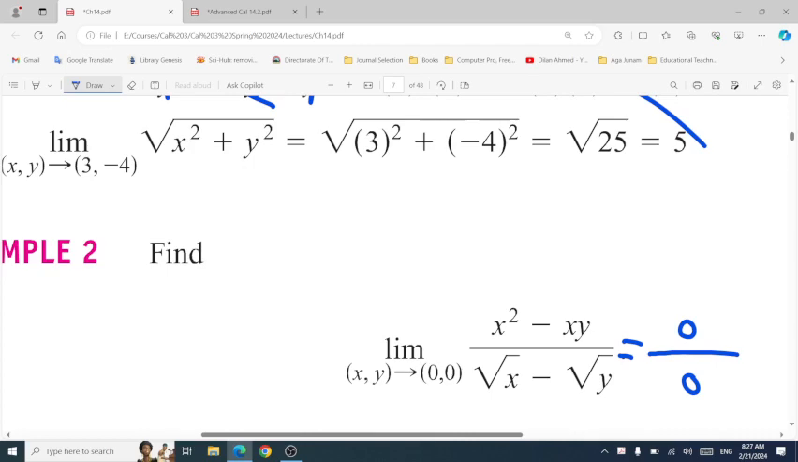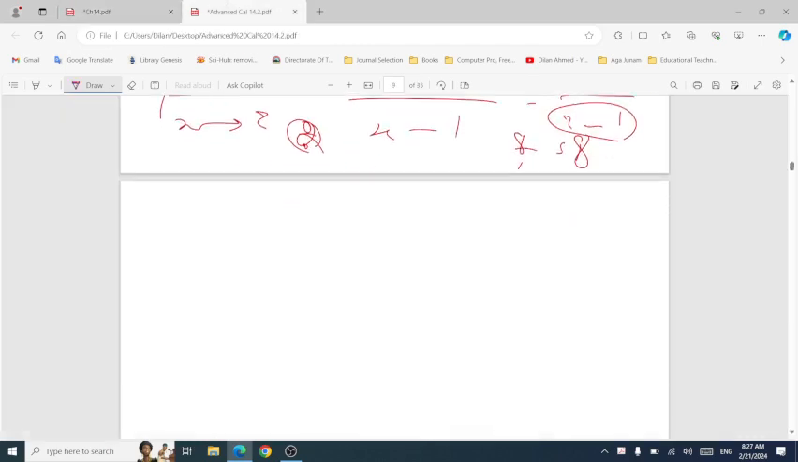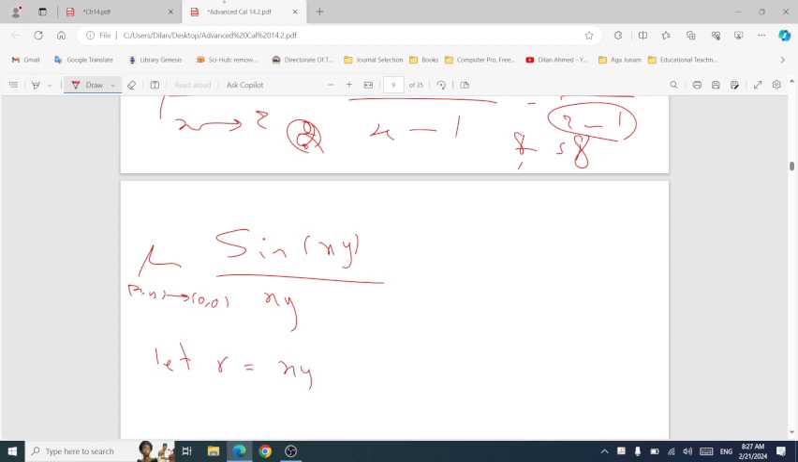Later on, when you copy paste your solution for the assignment, don't say the teacher said there is no L'Hôpital. I say you need to change your variables to one variable, then you can use L'Hôpital. For example, look, I have sin(xy) over xy, limit as (x, y) approaches (0, 0). You know what I say? Let r be xy. When x approaches 0 and y approaches 0, r as well approaches 0. Am I right? Good.